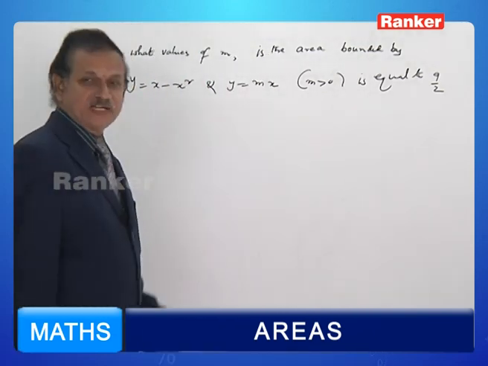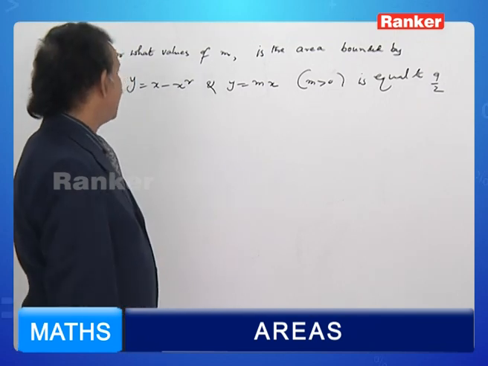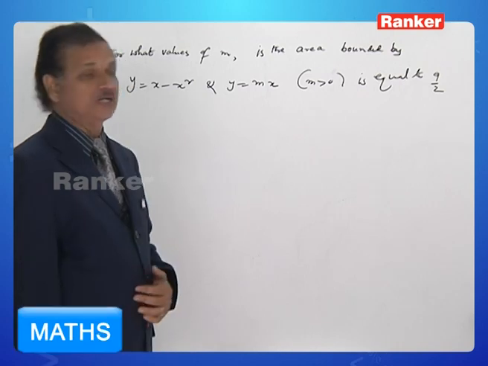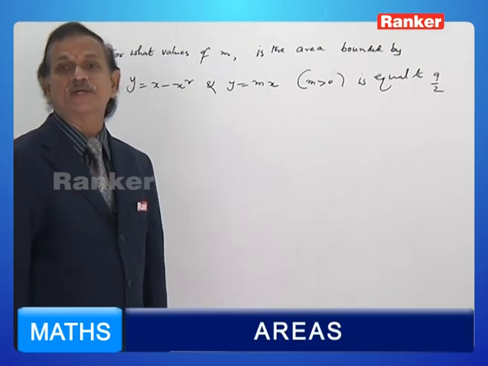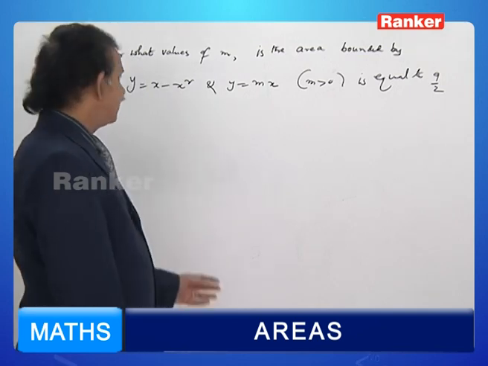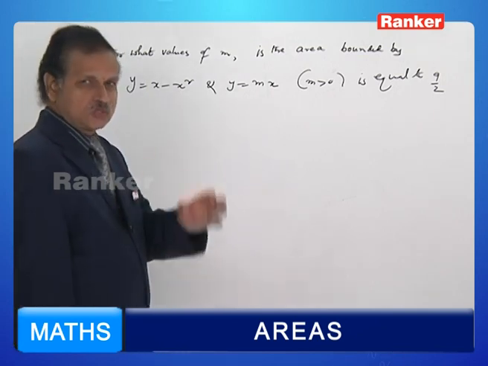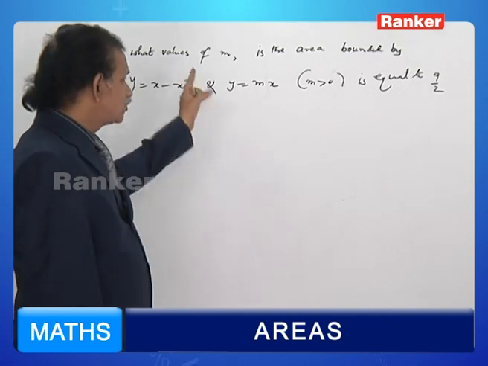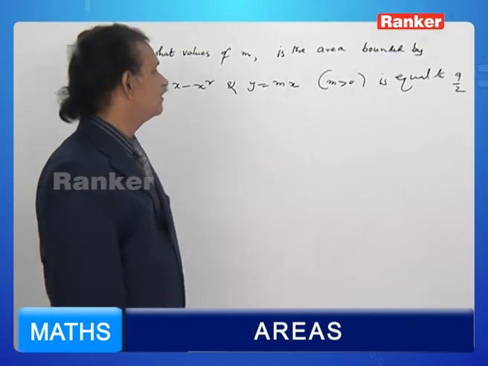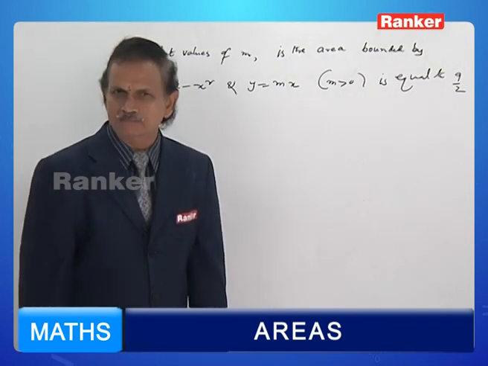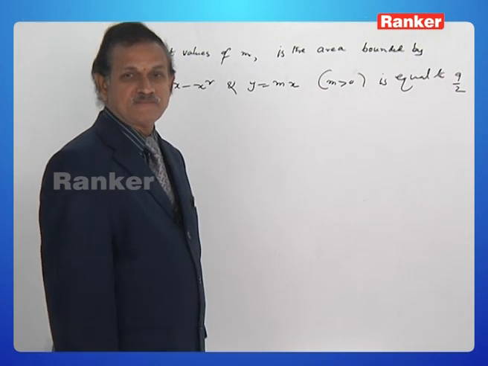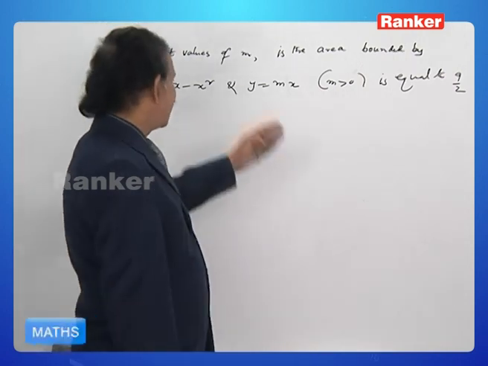For what values of m is the area bounded by the two curves y is equal to x minus x square and y is equal to mx equal to 9 by 2? There are two curves, of course. Surely there is some area bounded between those two curves. You are supposed to equate that area to 9 by 2 and find the value or values of m. Okay, to have the answer perfectly, let us imagine the graphs.